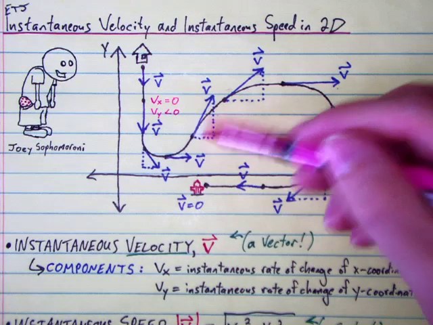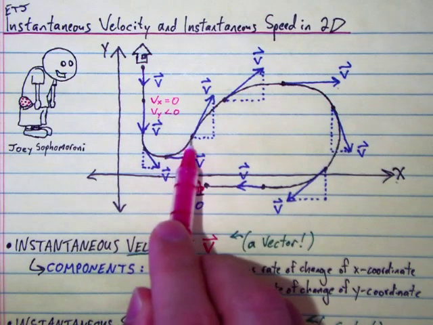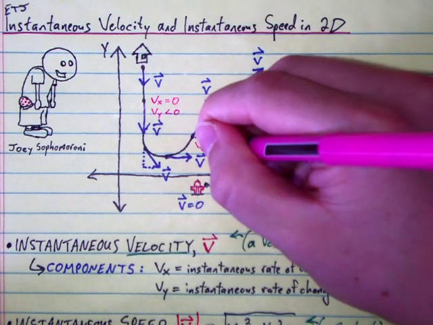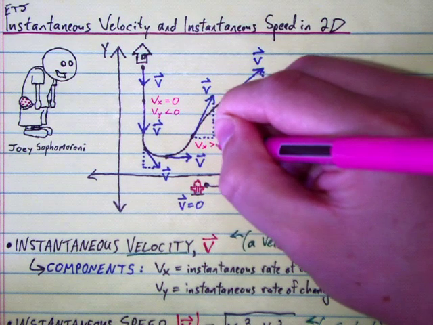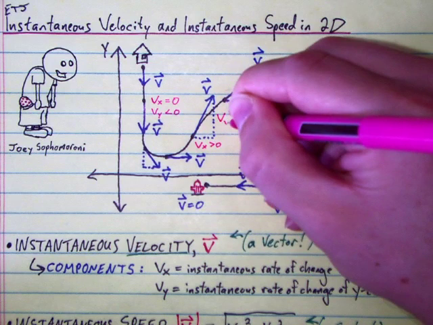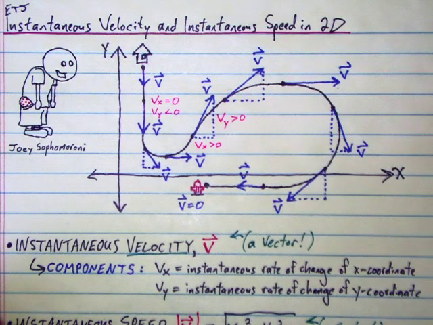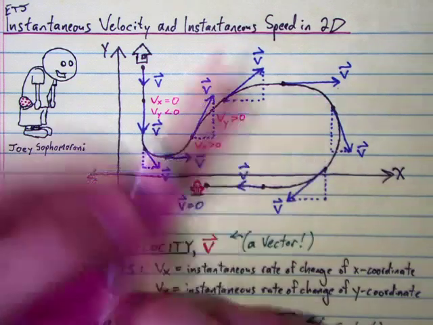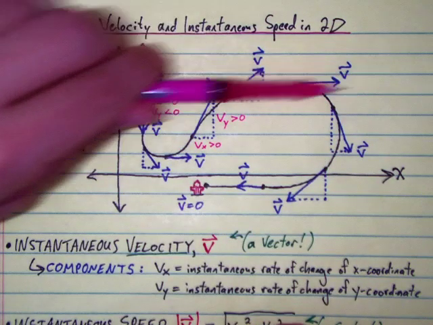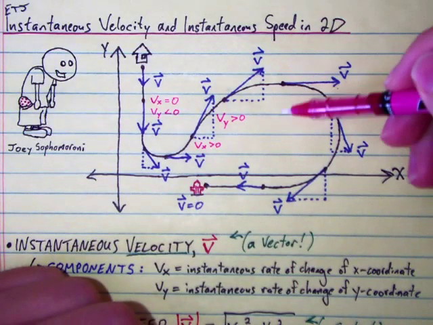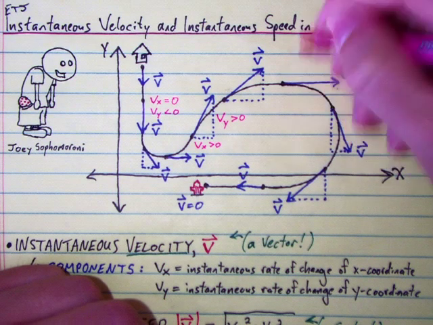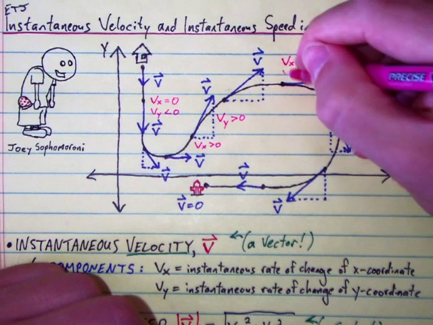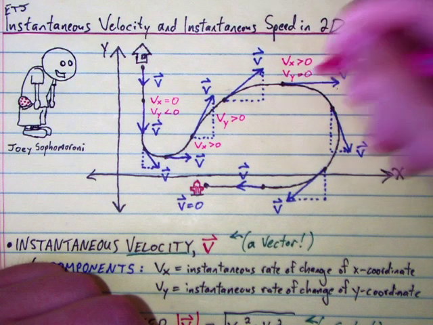Let's jump over to this moment here. Joey's moving in the positive x direction and in the positive y direction. So this leg representing his x component is going to be a positive value, and this leg representing his y component is also positive, right there. Jump up to this moment here. At this instant, he's moving only in the x direction, in the positive x direction. His y coordinate is not changing at that instant. So we can say that here, the x component is greater than 0, but the y component is 0.